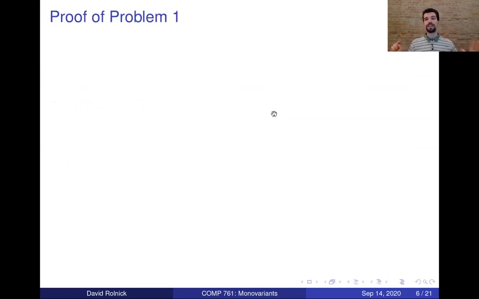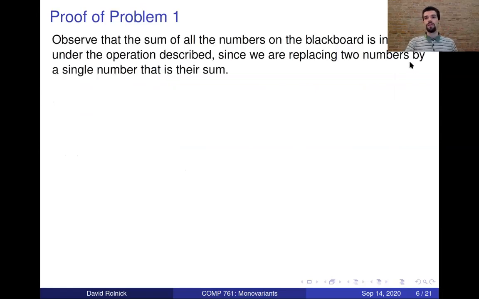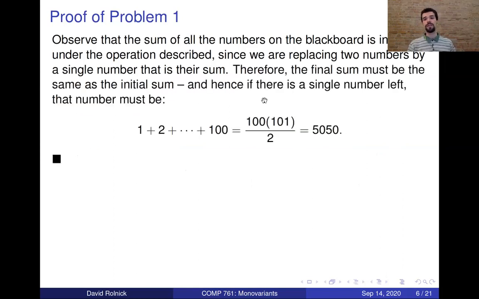With all of that said, let's take a look at a proof of problem one, just so you can get a sense of what an invariance proof might look like, though there are different ways to write this. Observe that the sum of all the numbers on the blackboard is invariant under the operation described, since we are replacing two numbers by a single number that is their sum. Therefore, the final sum must be the same as the initial sum, because it's invariant. Hence, if there is a single number left, that number must be the sum of the original values. And remember, we had this nice formula for working out the 100th triangular number, which is that.